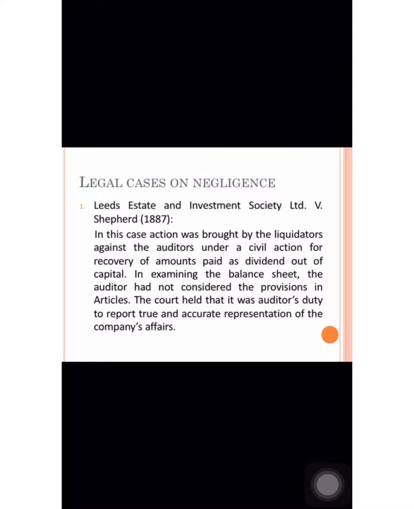So, the court held that it was the duty of the auditor not to just confine himself merely to check the arithmetical accuracy of the balance sheet, but to also see that it was a true and accurate representation of the company's affairs. So, it was held that auditor has a duty that the financial statements of the company, the P&L account, the balance sheet, they should represent a true and fair view of the company's affairs. And if he doesn't see to this, then he is held liable.